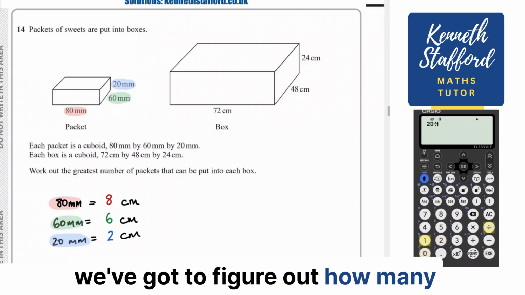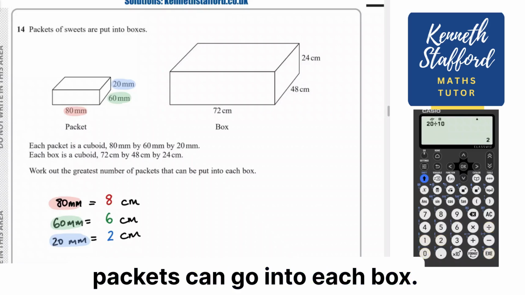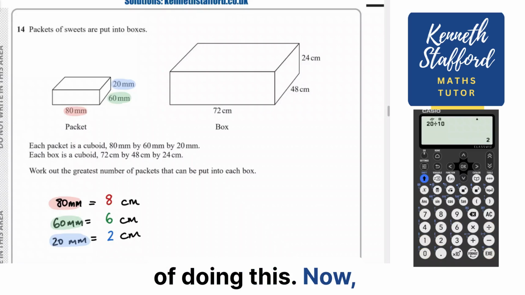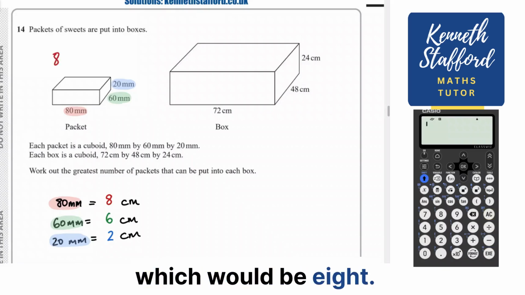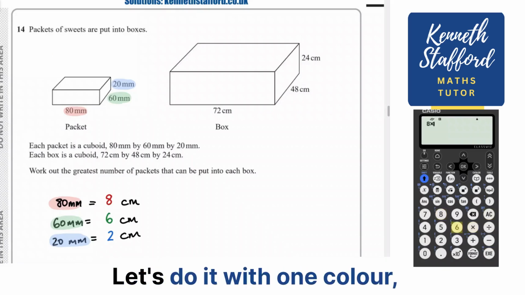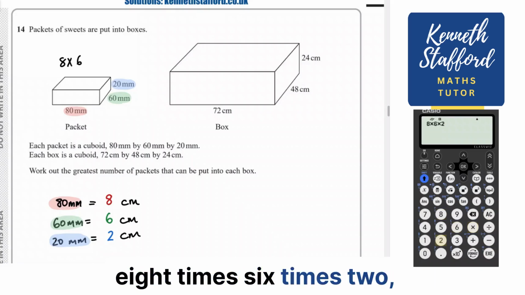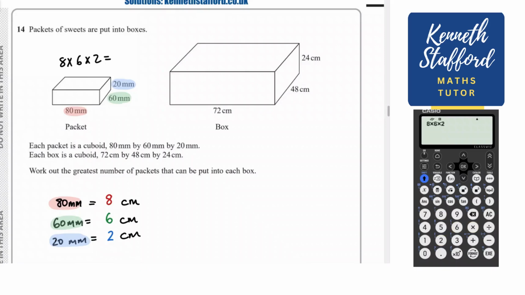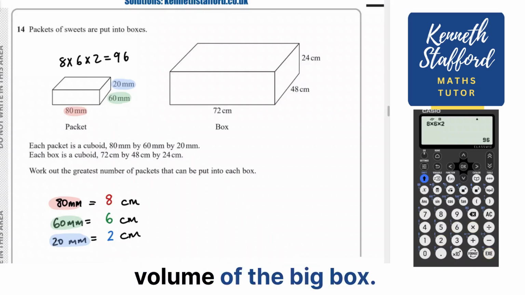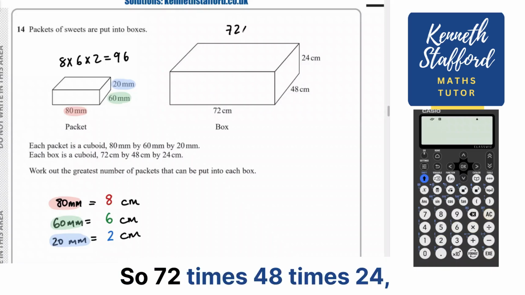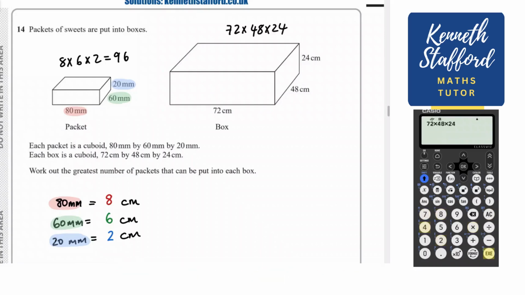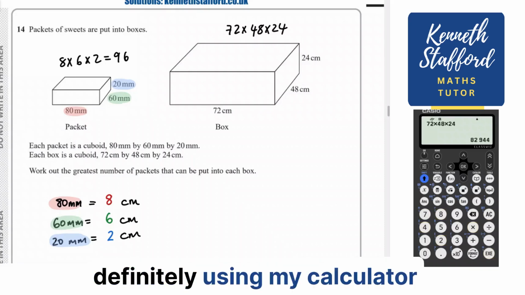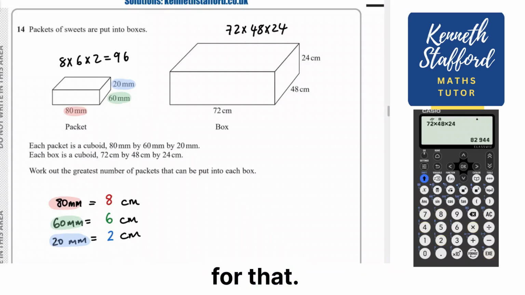Now we've got to figure out how many packets can go into each box. We've got a few ways of doing this. Now we could work out the volume of the small box, which would be 8 times 6 times 2, which will be 96. And we could work out the volume of the big box. So 72 times 48 times 24. Definitely using my calculator for that.